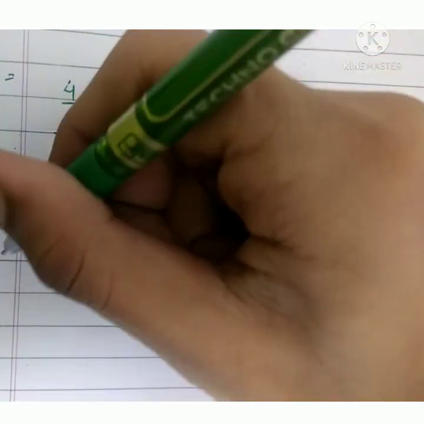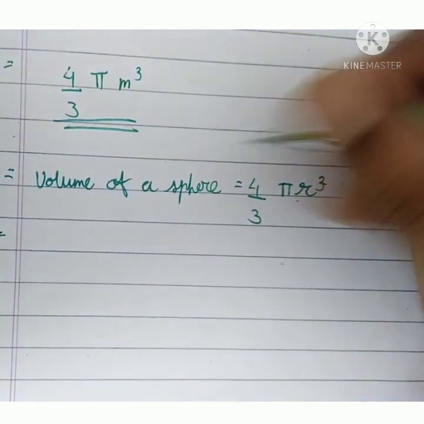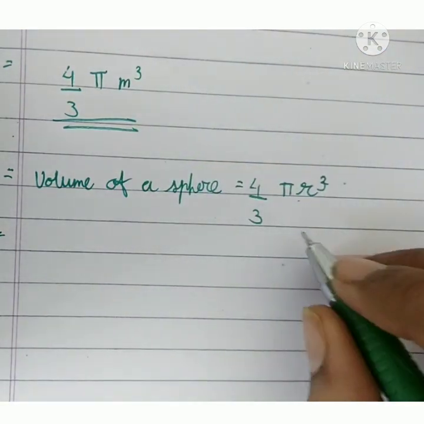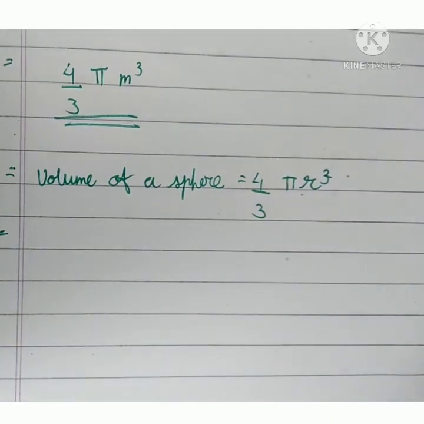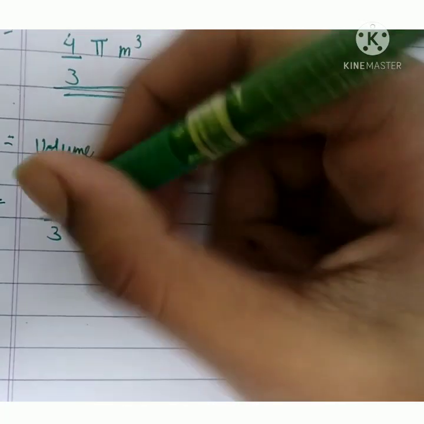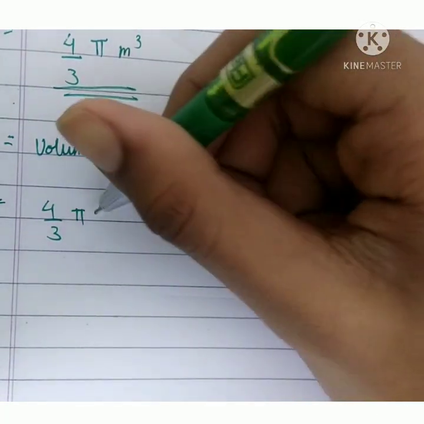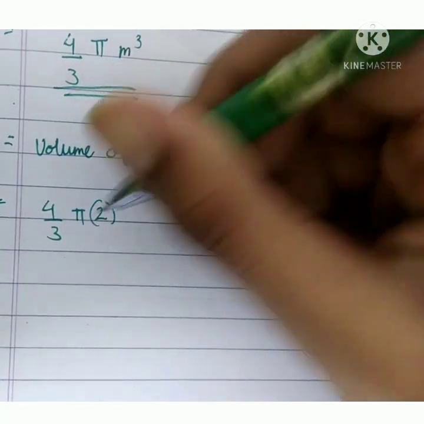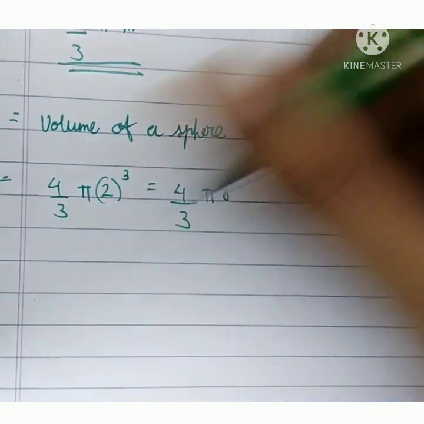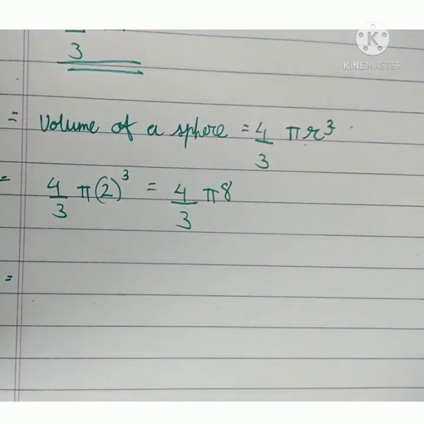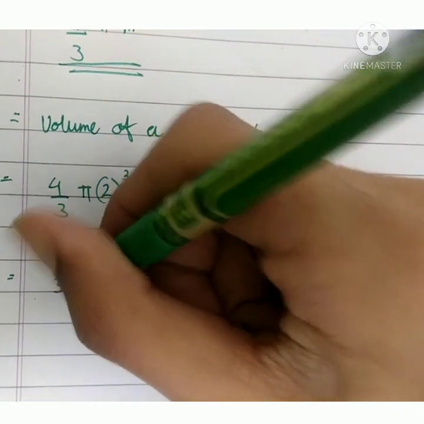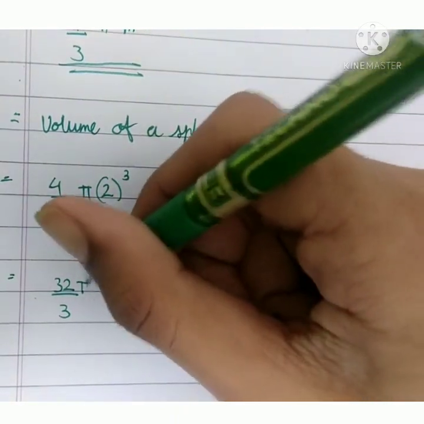Now it is given that the volume of a sphere, meaning you have to find the volume of a sphere. It is given that the radius is 2 meters. So 4/3, it's pi, keep it here only, pi 2 cube. So now we can multiply this. It becomes 32/3 pi meter cube.